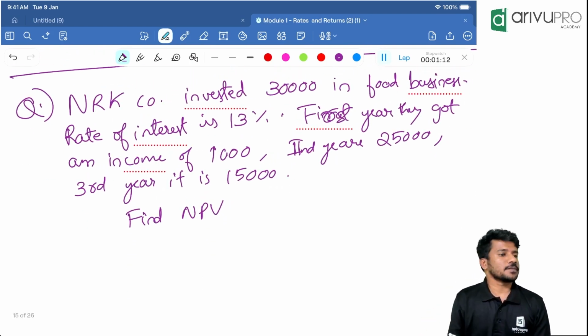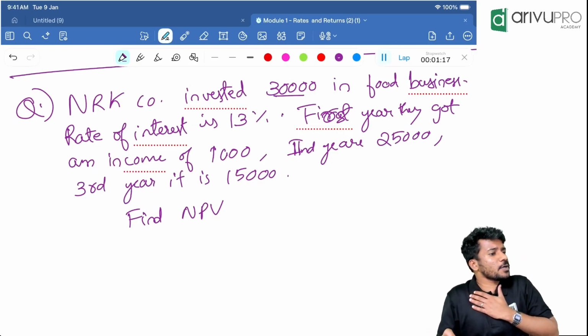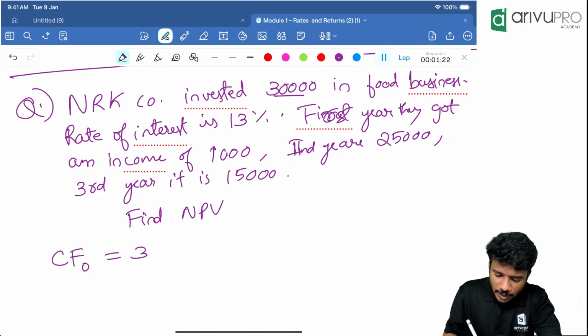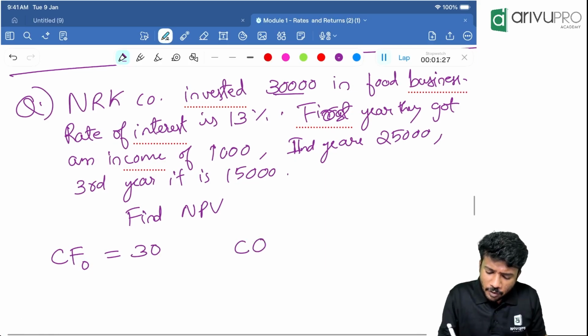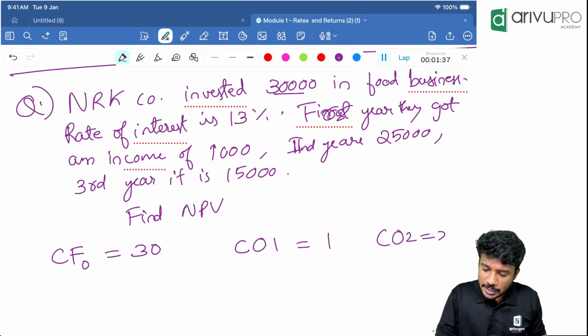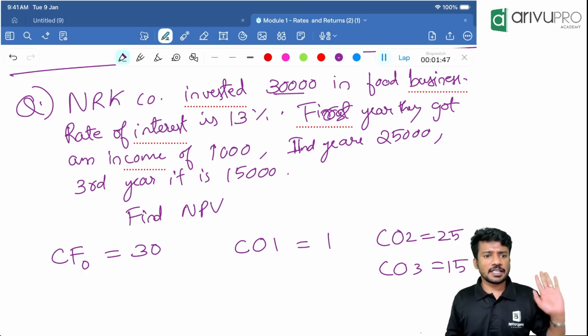First one. 30,000 I invested. My company invested how much? 30,000. 30,000 means cash outflow is how much? I'll type it as 30. Then the cash flow for the first year is 1,000, so I'll take it as 1. Then the cash flow for the second year, I'll take it as 25. Then for the third year, I'll take it as 15. Everything is given. Time period in between them is how much? 1 itself, right? So everything is fine.